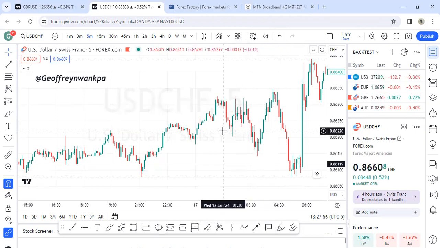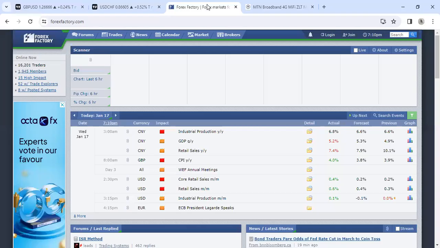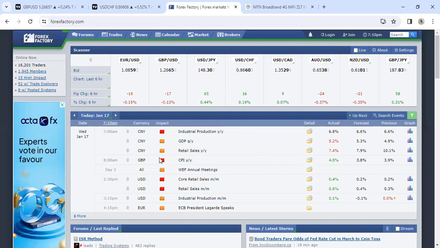So now this is the trade idea. Firstly, I was looking at the news and I saw something very interesting, right? Looking at the news, today's Wednesday, we had GBP CPI at 8 o'clock on Nigerian time, and it was bullish news. Why is it bullish? Because the actual was above the forecast and the previous. So that was very bullish on GBP.